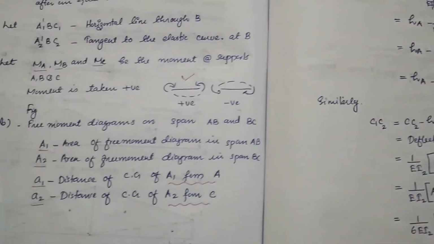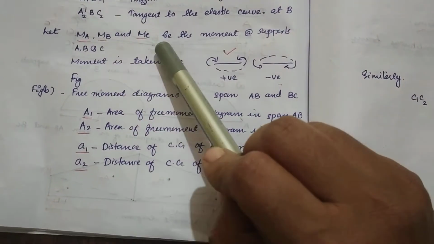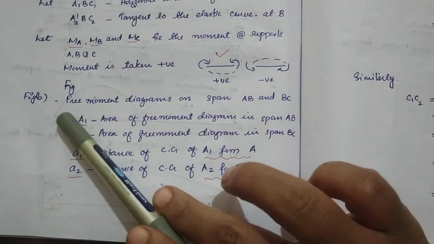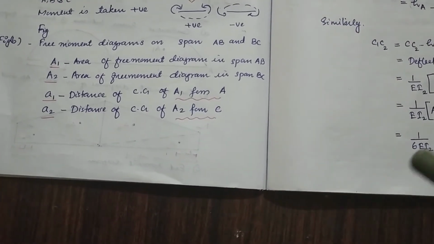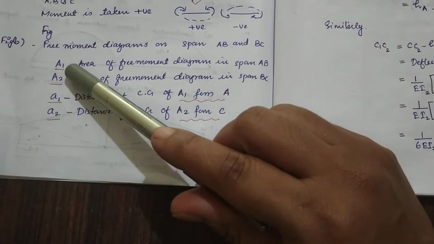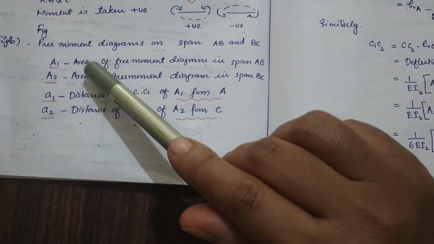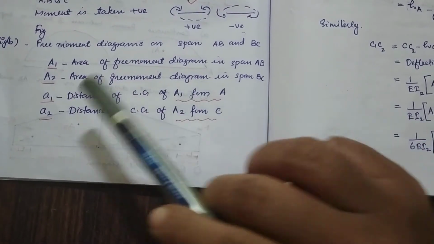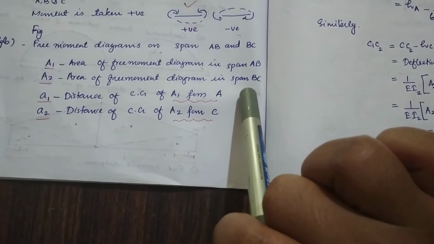In the second figure we have MA, MB and MC, the moments at the supports, and in the third figure we have the moment diagram on spans AB and BC, where A1 is the area of the free moment diagram in span AB, and A2 is the area of the free moment diagram in span BC.